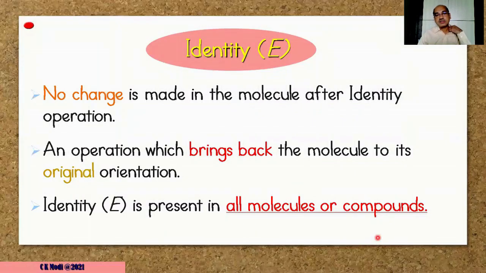Look at this, the first symmetry element, which is called identity. Identity means no change is made in the molecule after performing the identity operation.